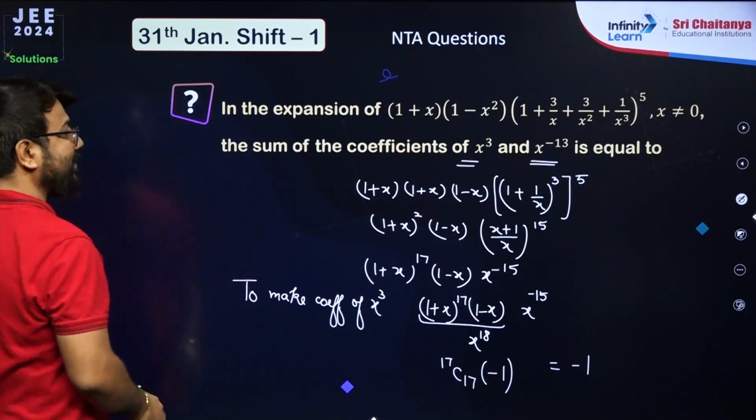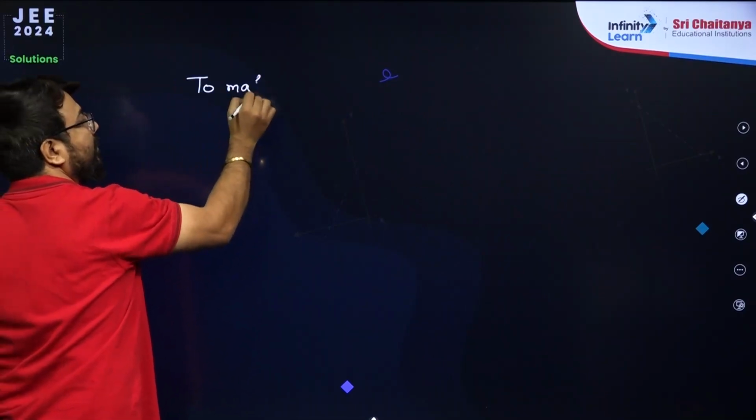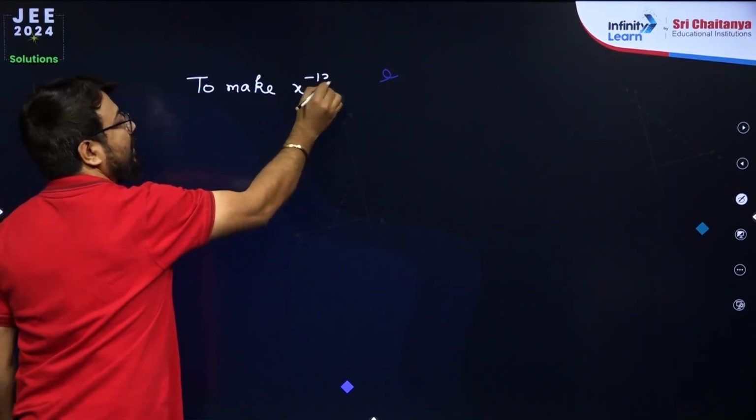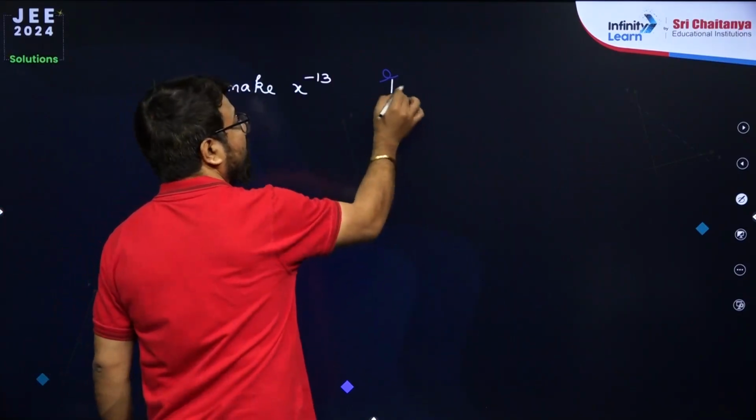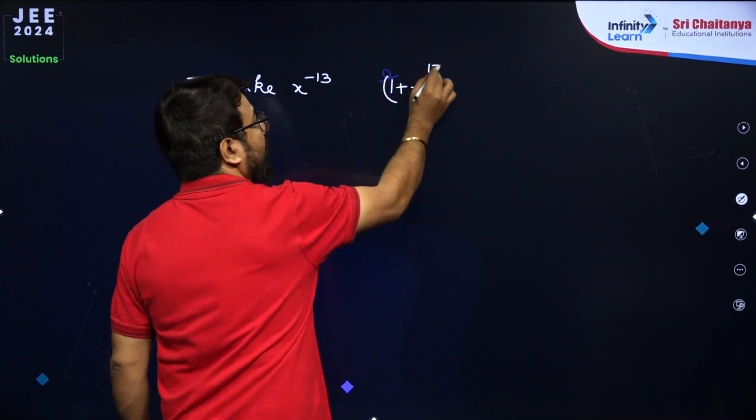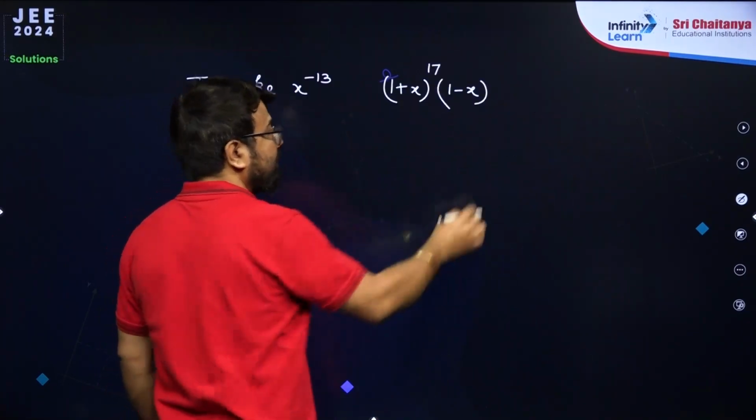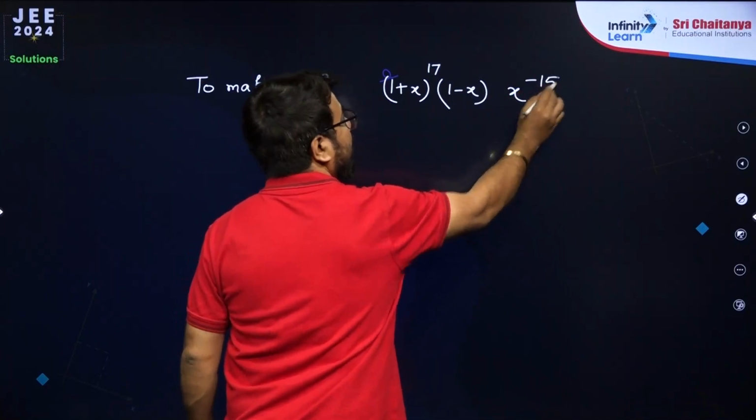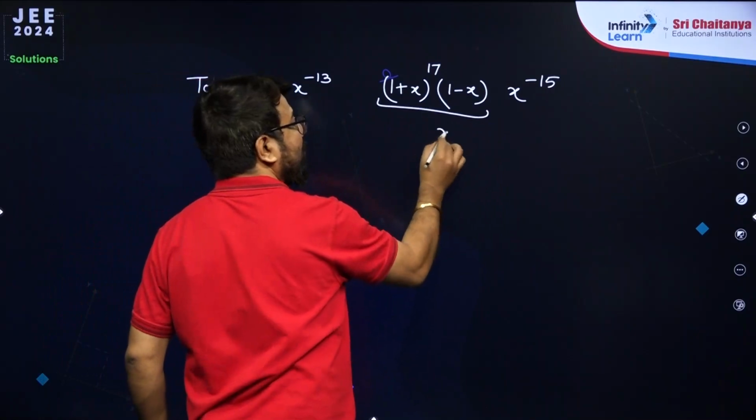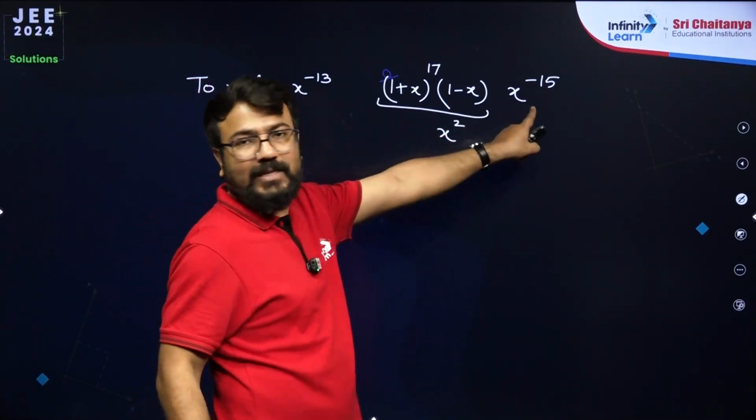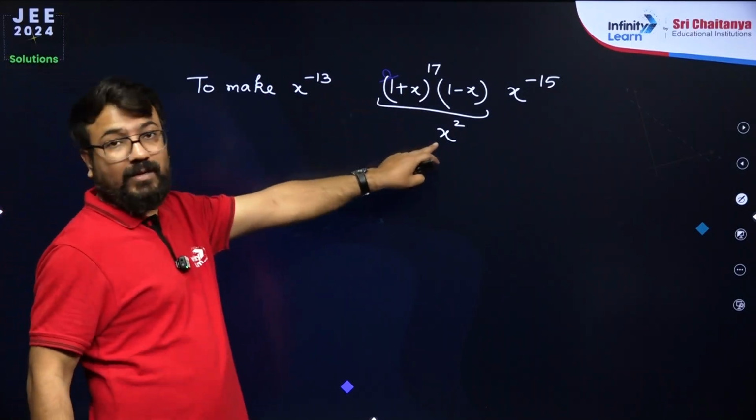And to make x raised to the power minus 13, there are cases for that. So the expansion is (1 plus x) raised to the power 17. Here it is (1 minus x). And here it is x raised to the power minus 15. So if you want to make x raised to the power minus 13, you want to take x square from here, because x square into x raised to the power minus 15 will be x raised to the power minus 13. How to take x square?